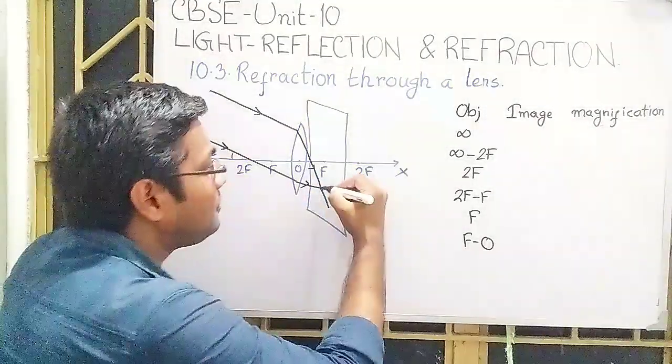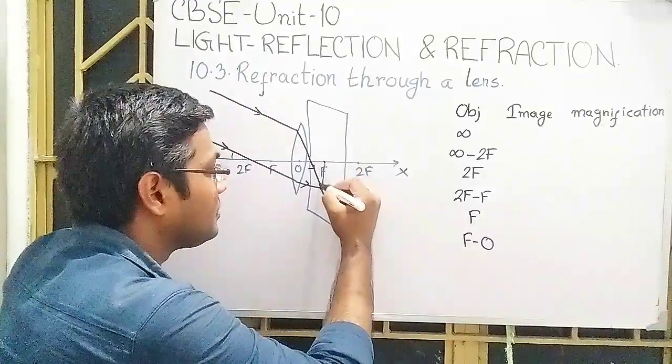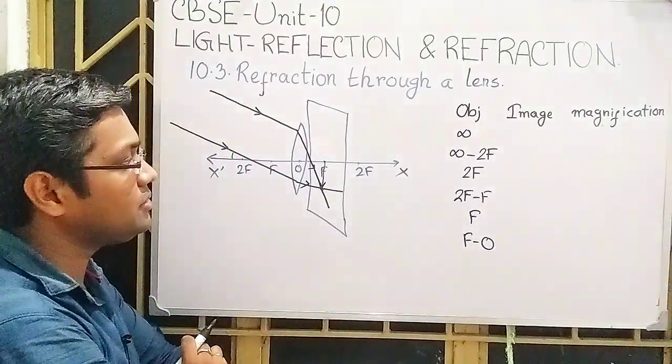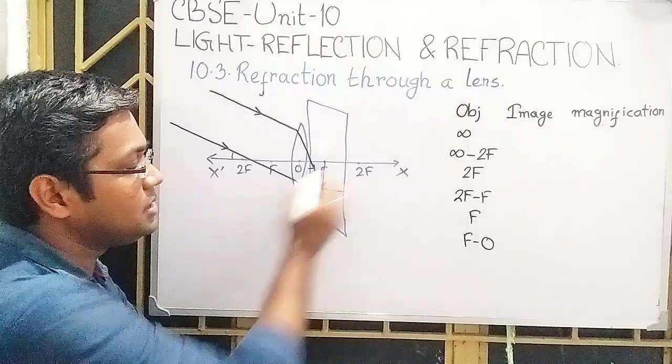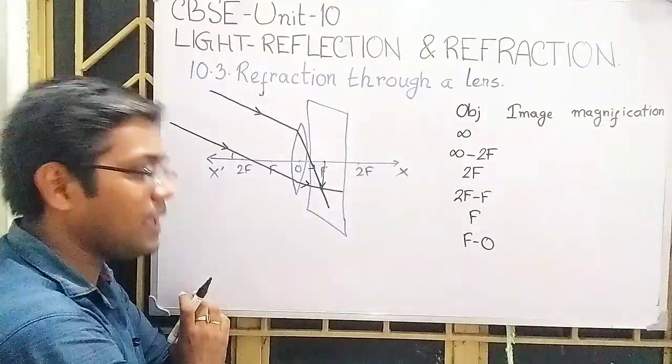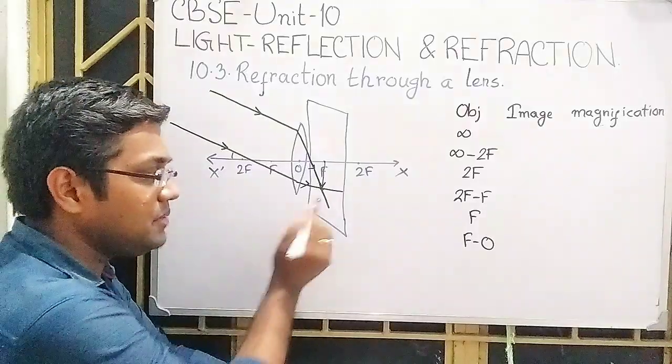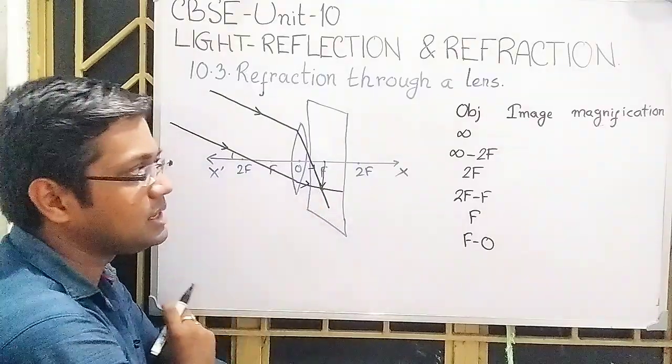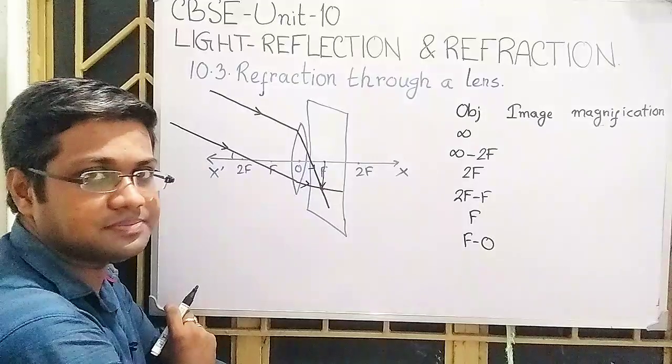So if I draw a perpendicular, it will intersect at F. So this thing is also called the image, and from here we confirm that the image is an inverted one.